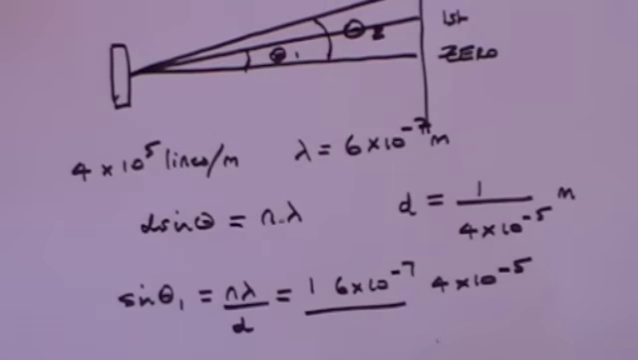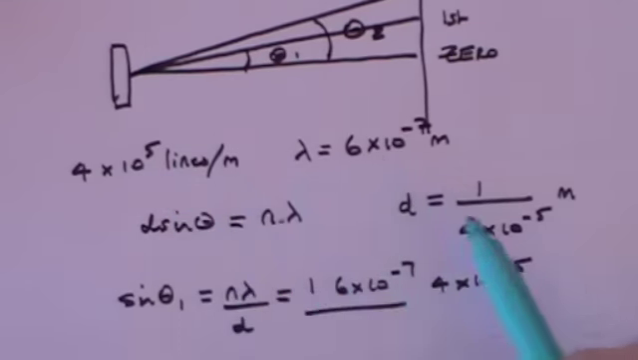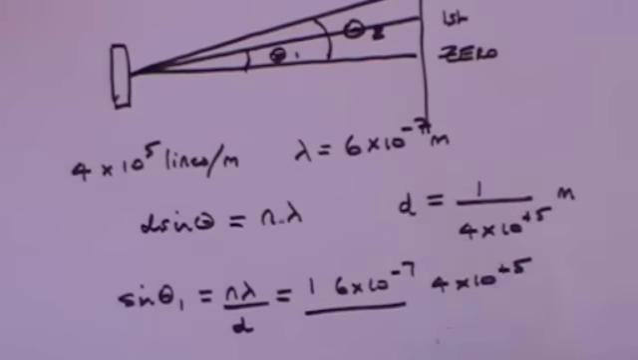Oops, sorry, just spotted an error. You probably already have. If there are 4 times 10 to the 5 lines per meter, then d is 1 over 4 times 10 to the plus 5. And similarly, you'd have to have a plus 5 here.